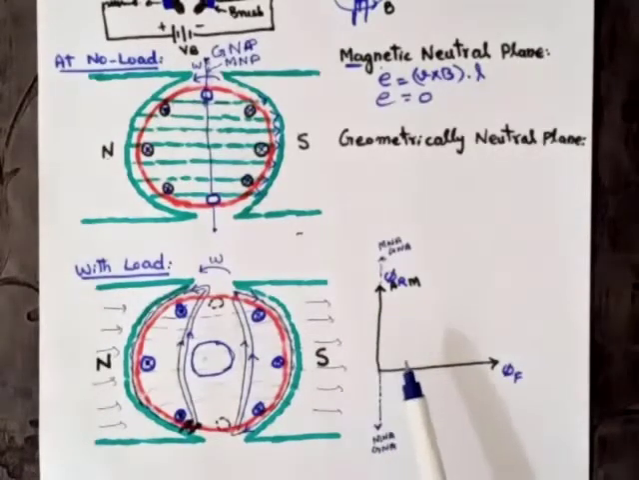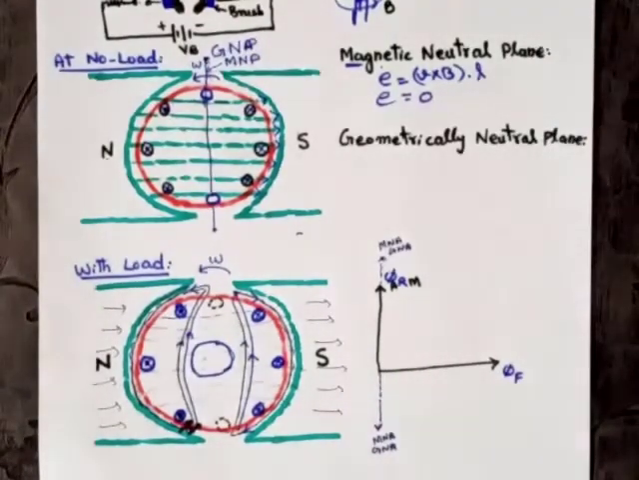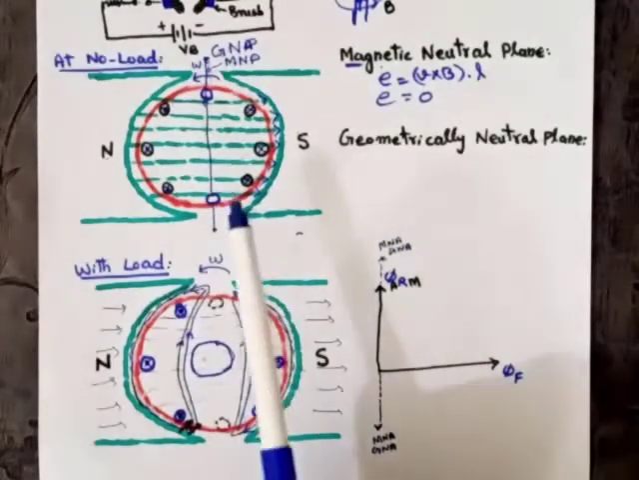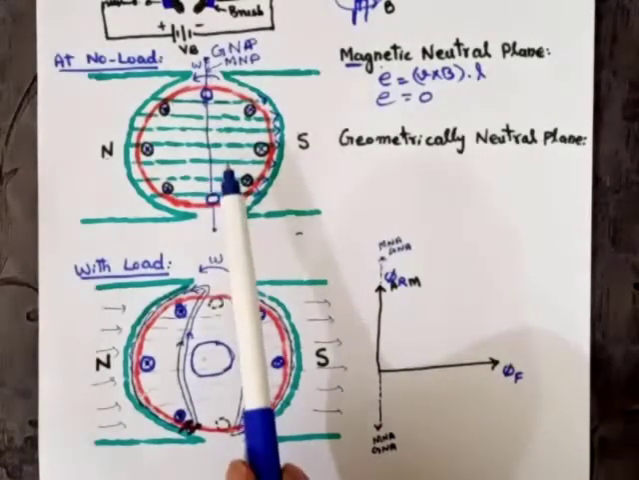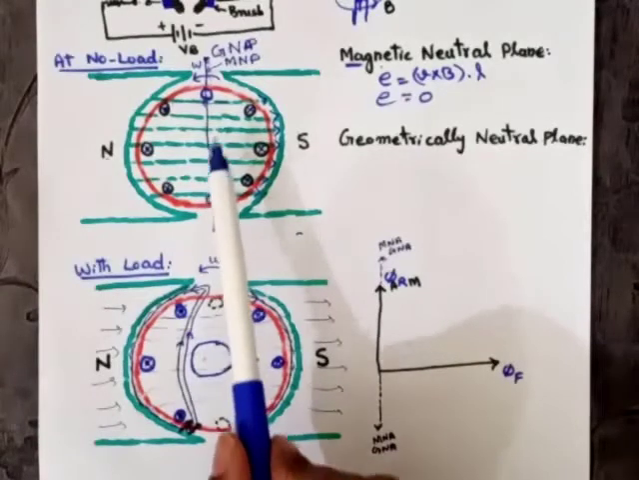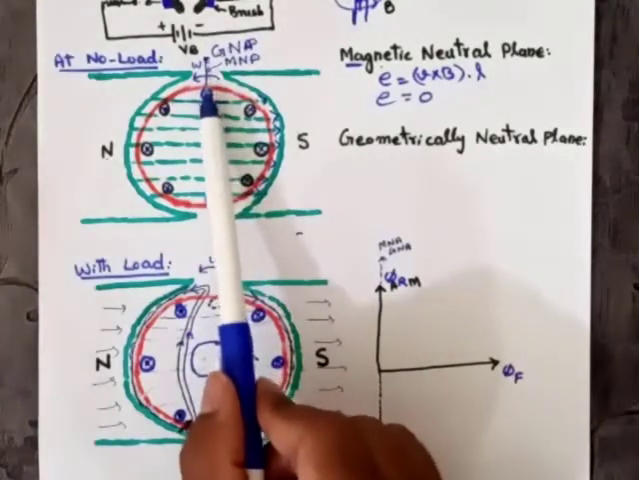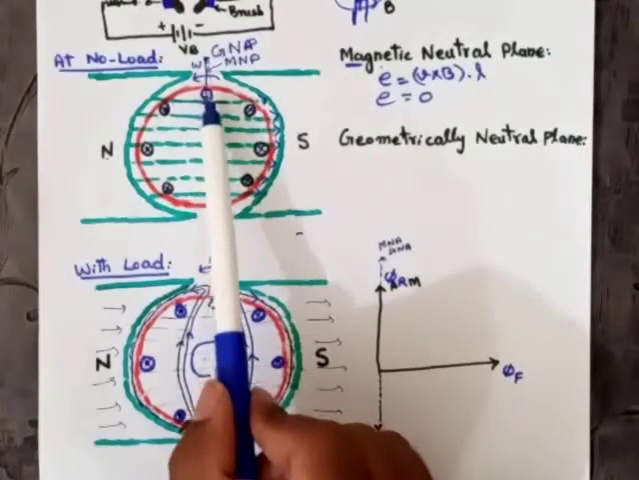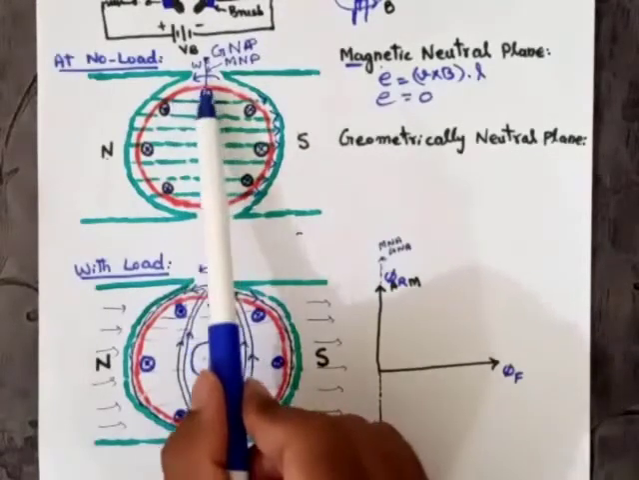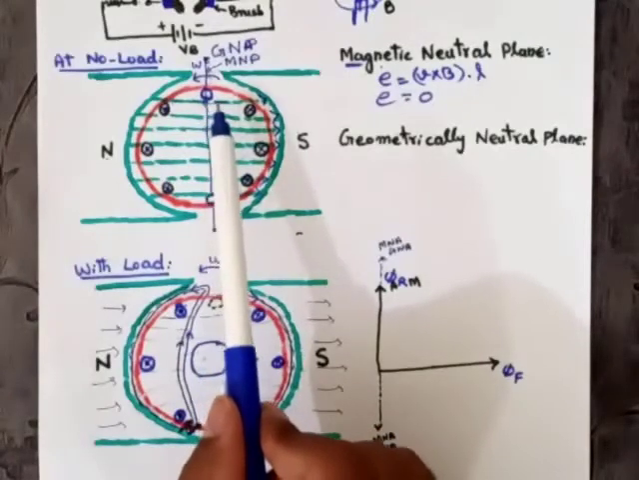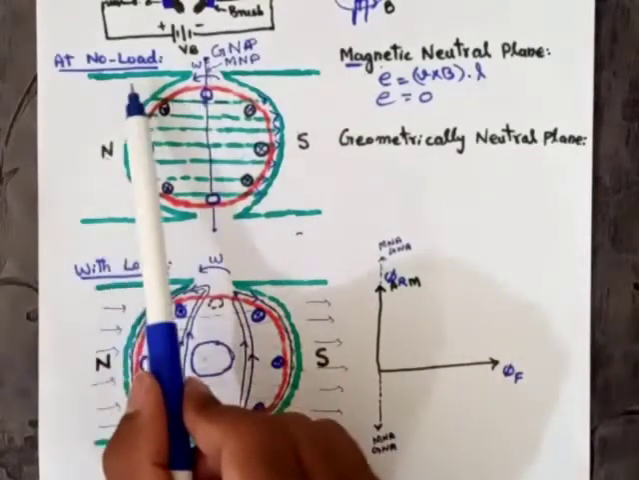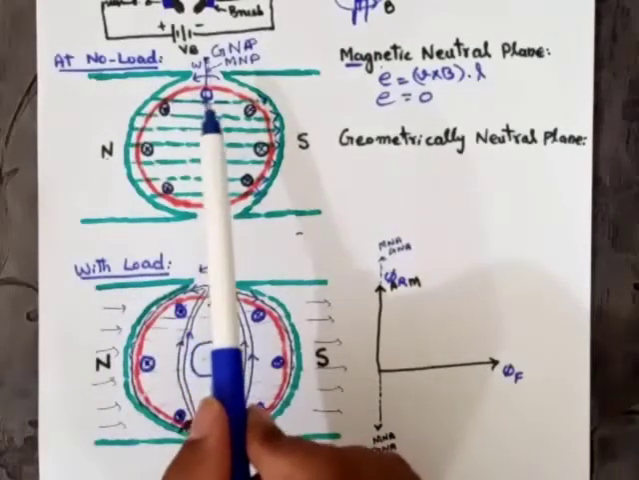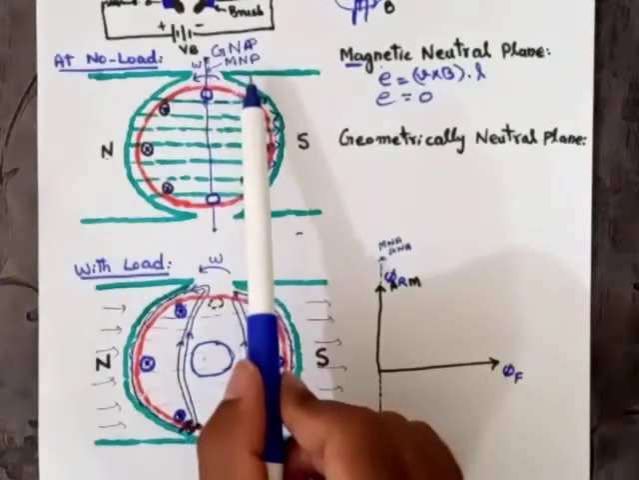Now as you can see in this figure, when the machine is not loaded, the magnetic neutral axis plane is shown here. At that point, the direction of the velocity of the rotation of the conductors and the direction of the magnetic fields are both parallel. It means when the machine is at no load, this is the magnetic neutral plane.